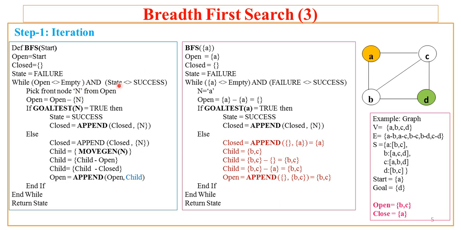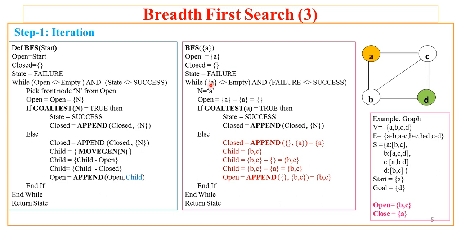Now here is the simulation of this algorithm. So we'll start with the given start node A. So our BFS will start with A. Now initially open has only one node in the list, that is A. Close is empty and state is failure, as we have not yet reached the goal.